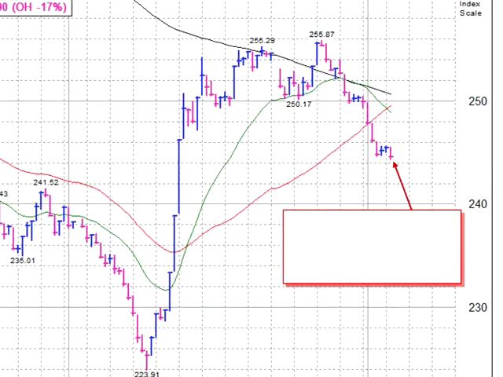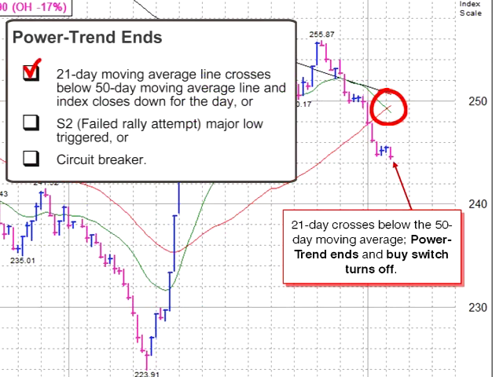And finally, over here, notice how your 21-day goes below your 50-day. So that's going to end the power trend. Okay? When the power trend ends, what happens? Buy switch doesn't necessarily have to turn off, but it doesn't keep it on. So in this case, you have full distribution. You've had full distribution. You're out of the market. That normally turns off your buy switch. So it is going to turn off your buy switch. And now we're waiting for another follow-through day.